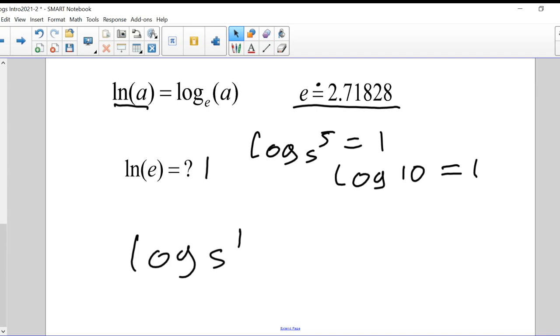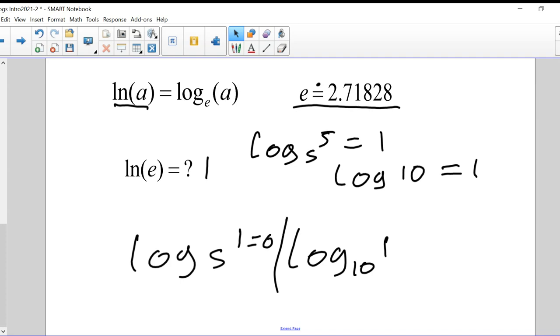I'm open to other answers. Joel is agreeing with Jeremy. Really? Anybody else want to agree? Okay, good. So log base 5 of 1 is 0. How about the log base 10 of 1? What do you think that is? I agree with this one, by the way. This is equal to 0.